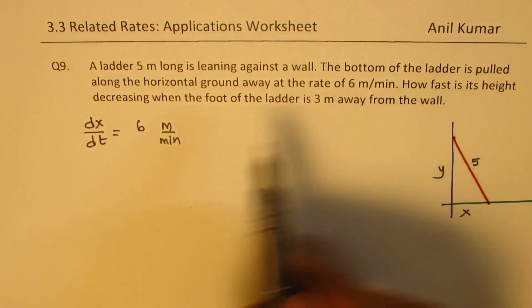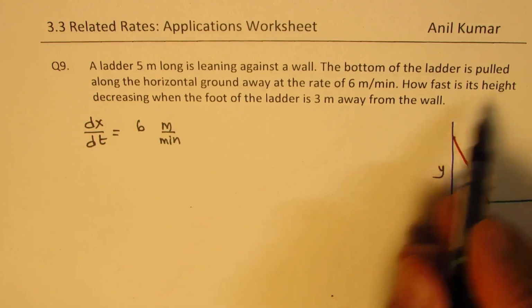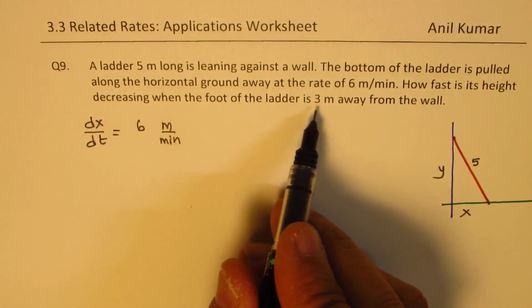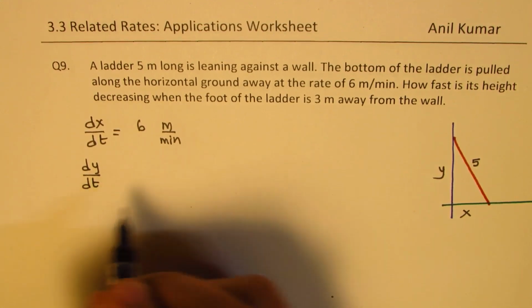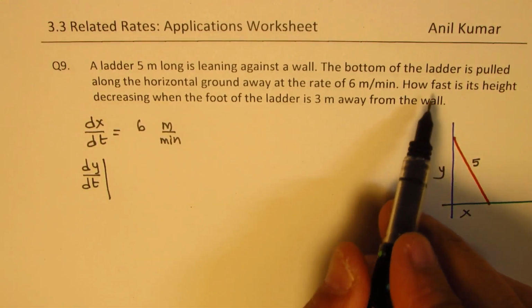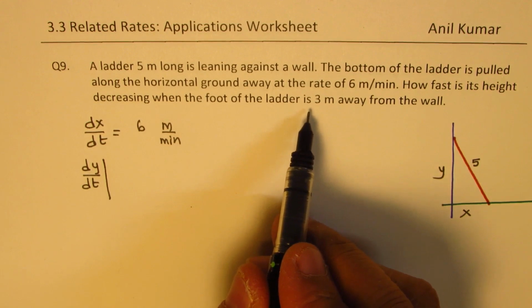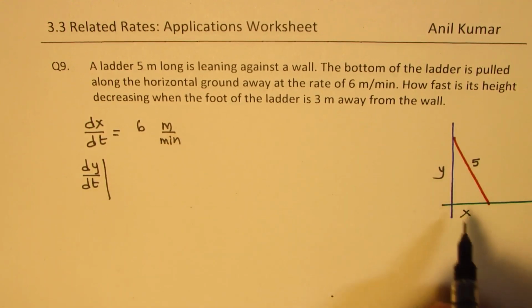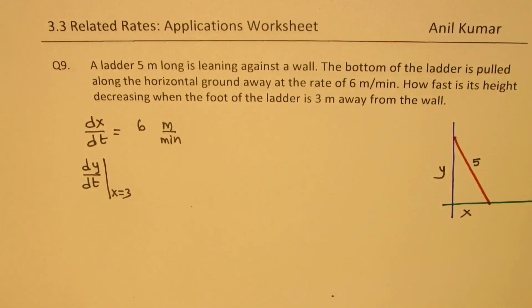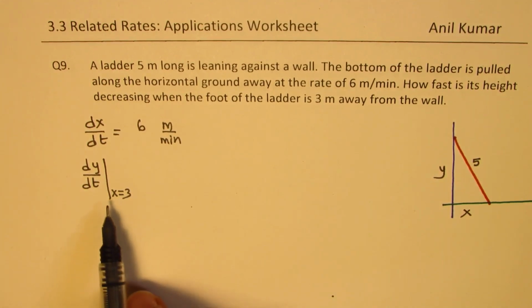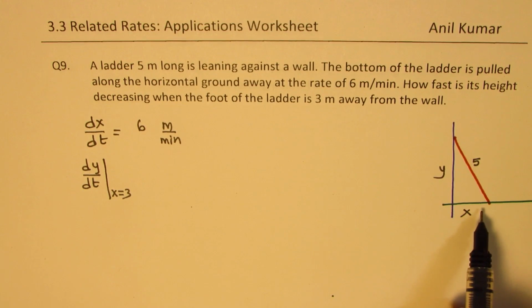How fast is its height decreasing? That means this y value. So we need to find dy/dt. Decreasing means it will be negative. How fast is the height decreasing when the foot is 3 meters away? When this is 3 meters away, that means x equals 3. Correct? Now it's also a good idea to find what y is when x is 3, right?